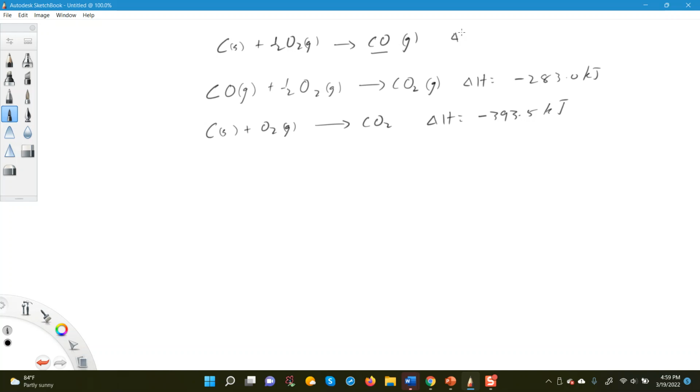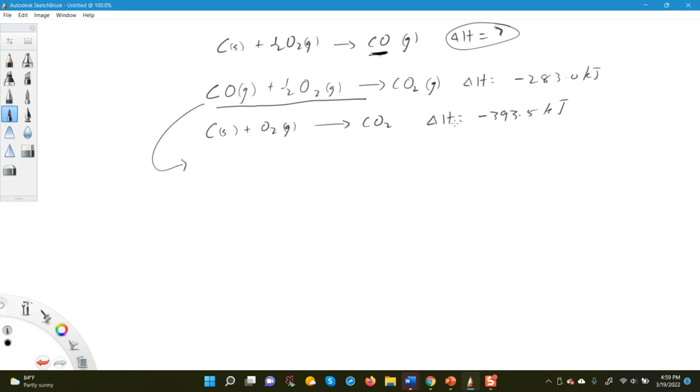Now, if I turn this around, if I make the products the reactants and the reactants the products, the sign would have to change, right? So when I turn it around, I will get CO2 gas to form CO gas plus half O2 gas, and delta H for that would be equal to plus 283.0 kilojoules, all right?